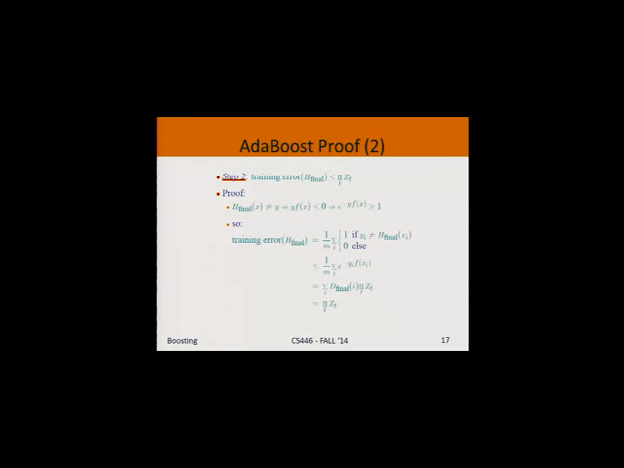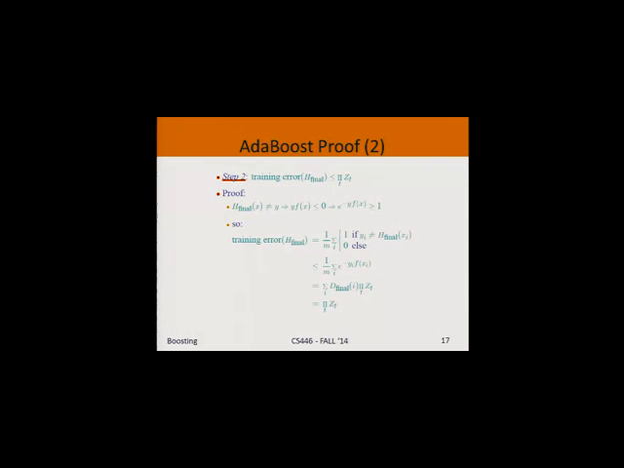And the first step is going to prove that my training error is actually less than the product of all the normalization factors. Now, we didn't write down explicitly what the normalization factor is, but we can write it down. Before we do this, just notice that if I made a mistake with the final hypothesis, it means that y times f of x is negative. It means that e to the minus y f of x_i is greater than 1. These are just tautologies.